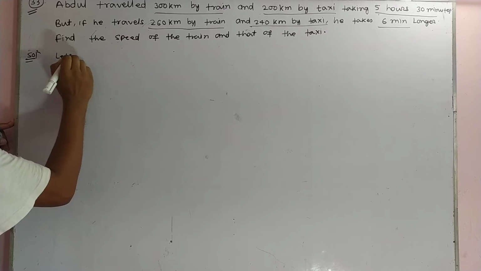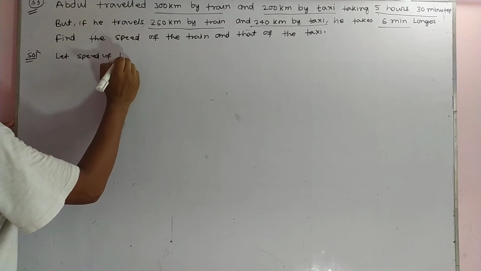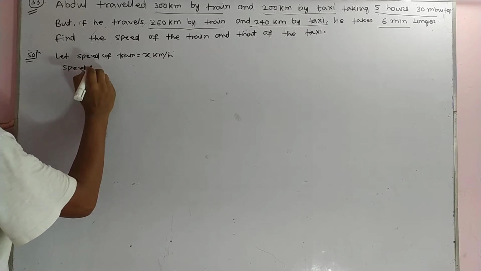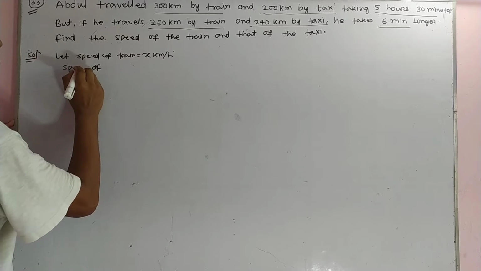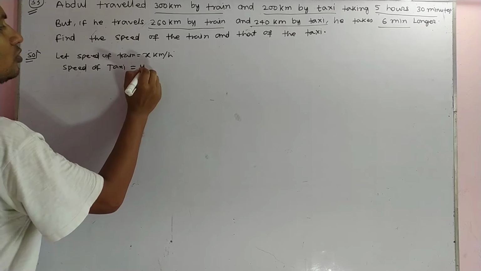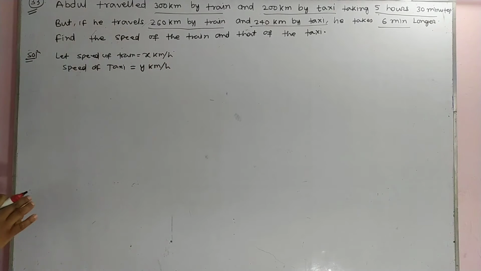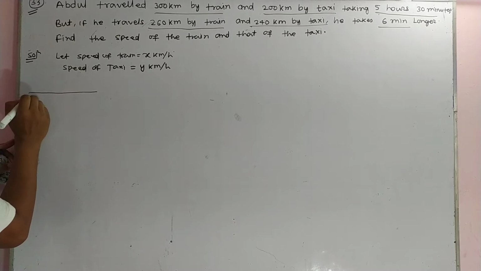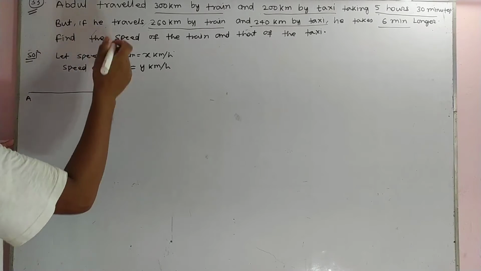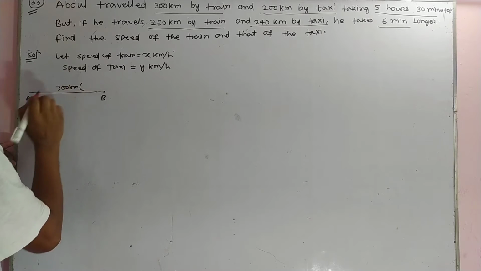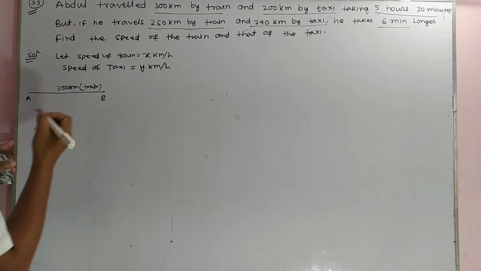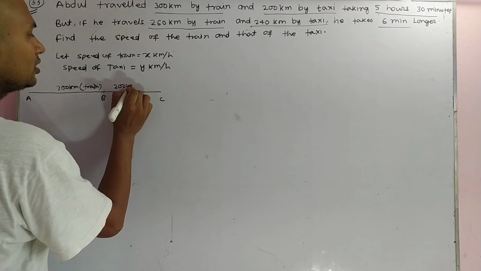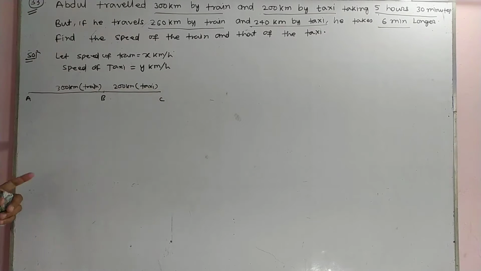First of all, you have to assume let the speed of the train equal to x kilometer per hour and the speed of the taxi equal to y kilometer per hour. Again, by figure, suppose this one is point A and this one is point B. From A to B is 300 kilometer, which is the travel by train. And from B to C, suppose 200 kilometer by taxi. I think you are able to follow me.